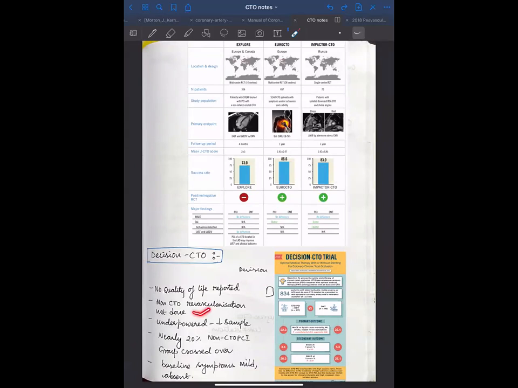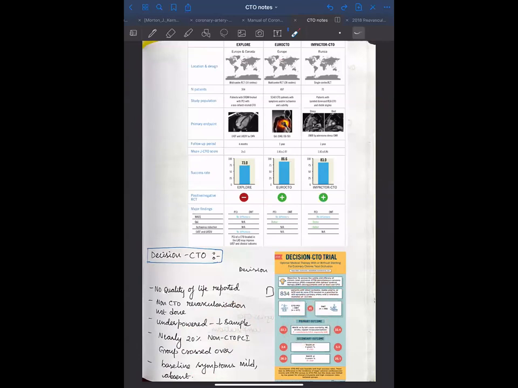And non-CTO revascularization, as it was done in Euro CTO, was not done. So we do not know if non-CTO revascularization not being done was biasing it towards not being able to detect the difference. And the sample was less, so it was underpowered. And nearly 20% of the non-CTO arm crossed over into the PCI arm based on their symptoms. So currently, because of the methodology, DECISION CTO stands as hypothesis generating, and we cannot take the face value of the results. Also, baseline symptoms were very mild or even absent, because they were looking at MACE, they did not concentrate on baseline symptoms.